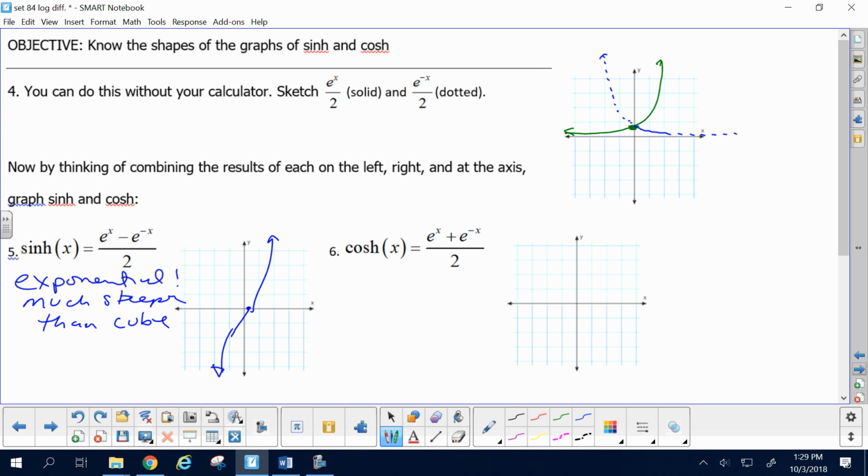What about this one then? On the left-hand side, I'm adding the two. So I'm taking big positives plus small positives. I get big positives still. 1/2 plus 1/2 is 1. And then big positives plus small positives is big positives. Now again, that looks like a parabola. It's not. It's very, very steep.